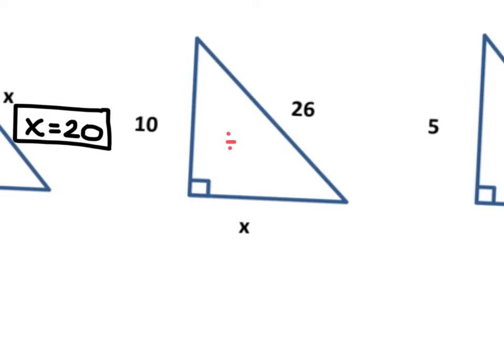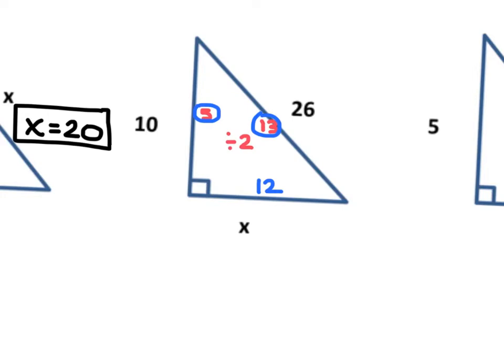Let's see. 2 goes into both of these. Divide by 2. What is 10 divided by 2? It's 5. 26 divided by 2 is 13. Hey, this is a 5, 12, 13 triangle.